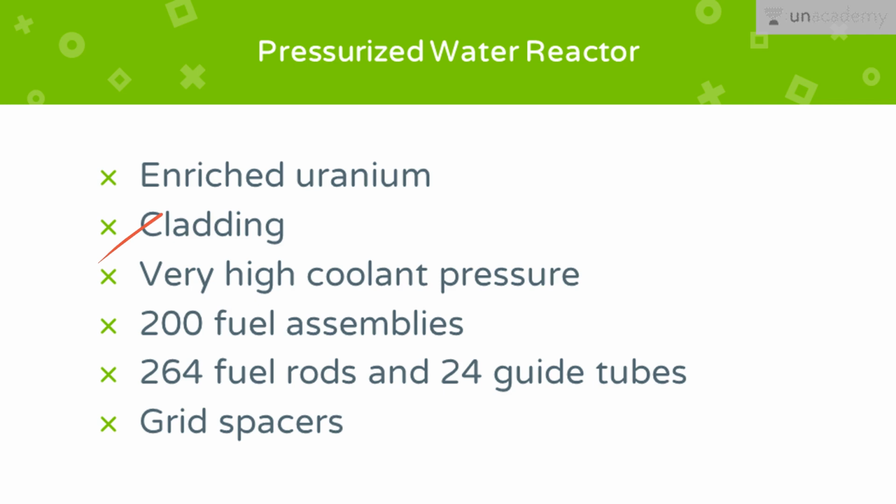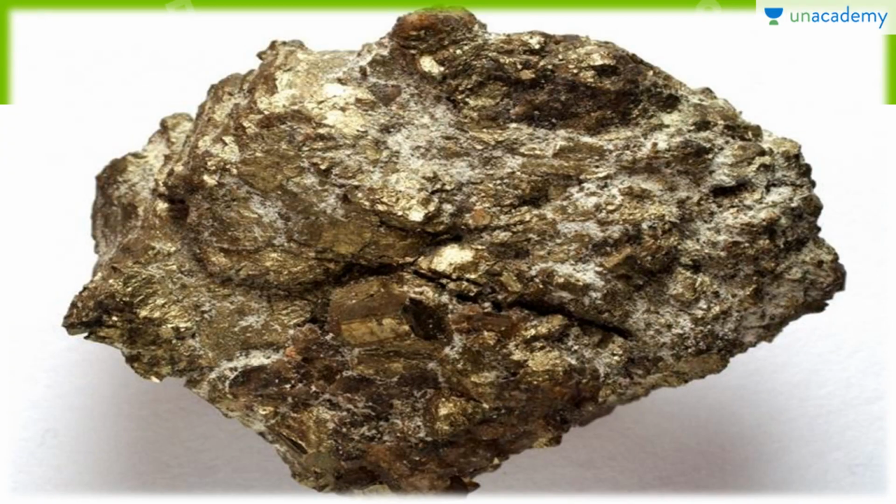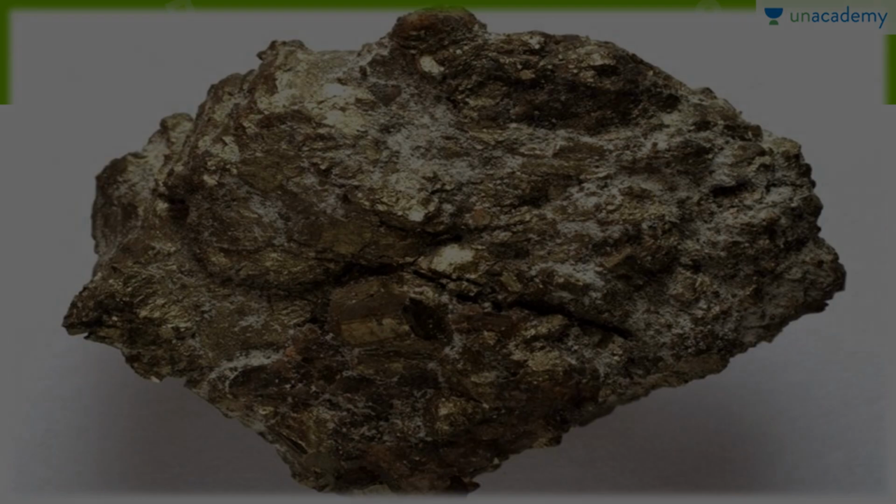A typical pressurized water reactor contains about 200 fuel assemblies, each assembly being an array of rods. In a typical fuel assembly, there are 264 fuel rods and 24 guide tubes for control rods. The grid spacers maintain a separation between the fuel rods to prevent excessive vibration and allow some axial thermal expansion. So this is uranium, the fuel which is being used in the pressurized water reactors.